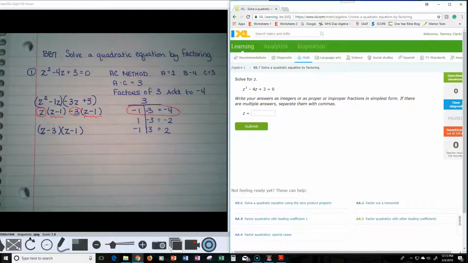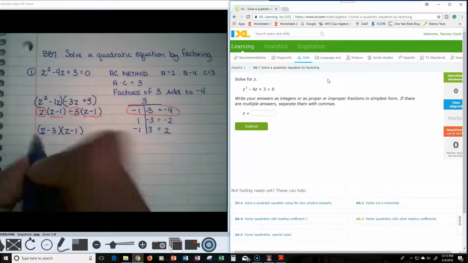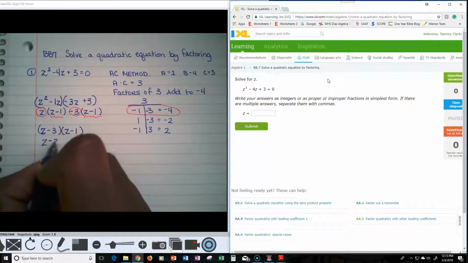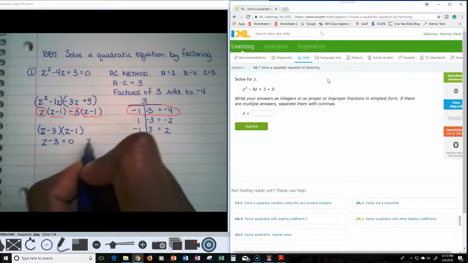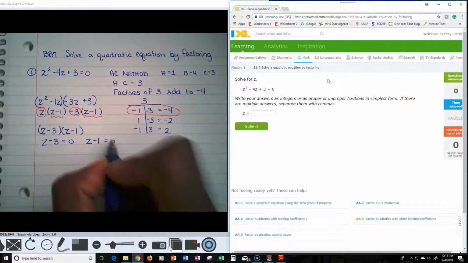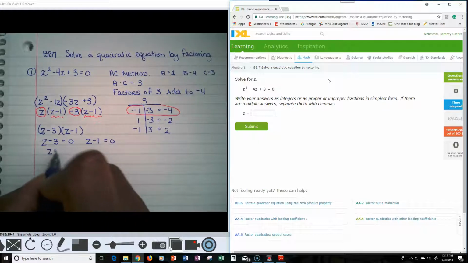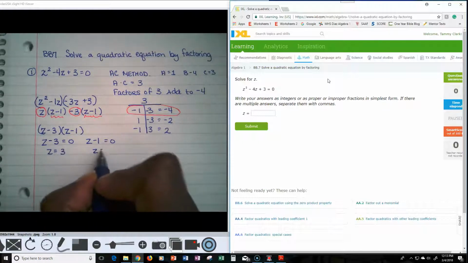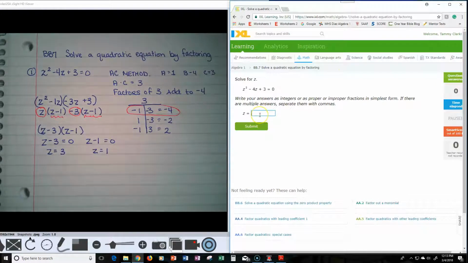Now, since we are solving the quadratic by factoring, we know we have to set both terms equal to 0. So z, therefore, would equal 3, and z would equal 1. And these are the numbers that you're going to put in. If there are multiple answers, separate with a comma. So 1, comma, 3.